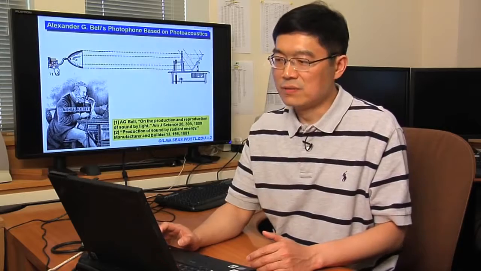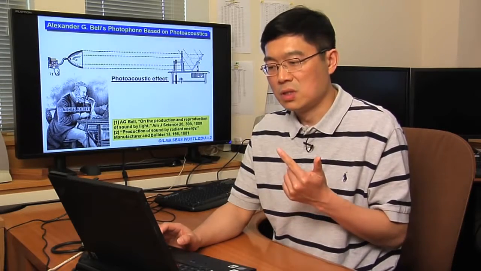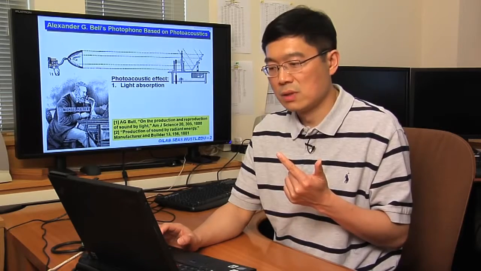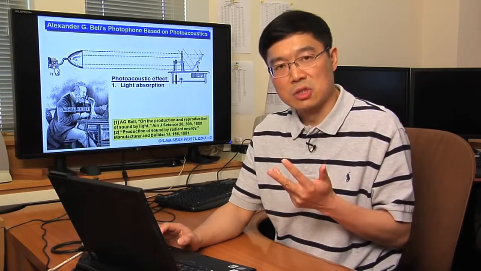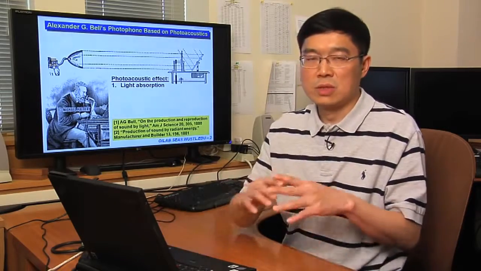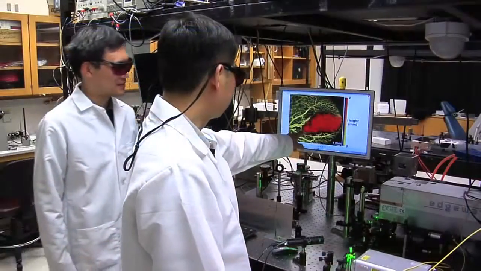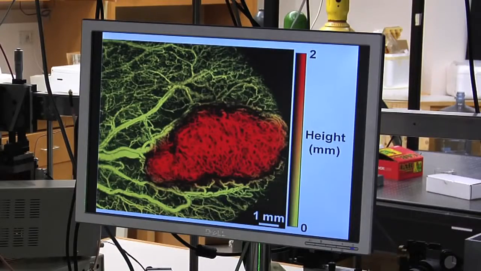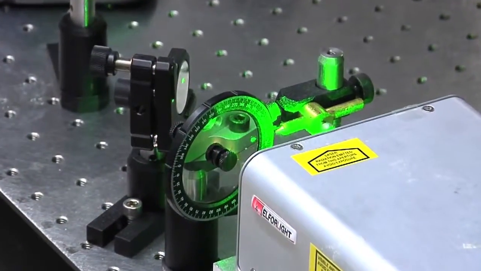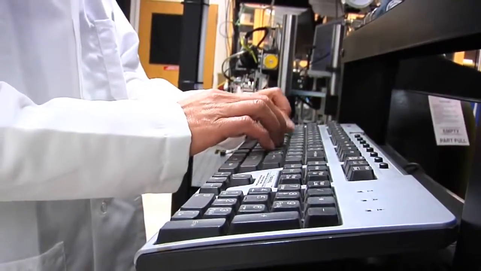So what happens in the photoacoustic effect is light is first absorbed, it generates a temperature rise. Due to thermoelastic expansion, you generate sound emission. Now, Bell was interested in the audible frequency range. We're interested in the ultrasound frequency range, so we can shorten the wavelength of the sound for better spatial resolution. We can define the structures better and see the tumors better.